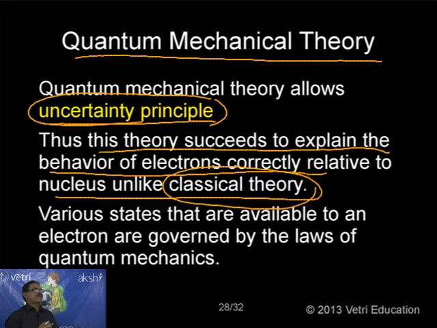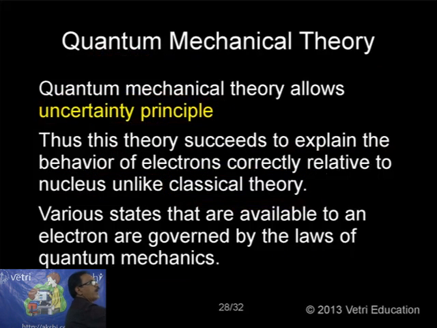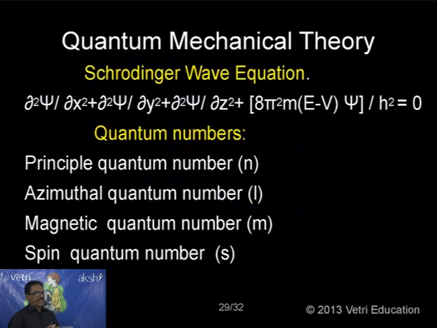So there are two theories explaining electromagnetic radiation and the hydrogen spectrum: one is classical theory, another is quantum theory. Classical theory fails, whereas quantum theory is successful because it takes the uncertainty principle into account. Okay. Now, the various states available to an electron are governed by the laws of quantum mechanics. These laws give a very clear idea of how the electron is present, surrounding the central nucleus in various states. All this information is given by quantum mechanical theory. Quantum mechanics proposed an equation called the very famous Schrödinger wave equation.